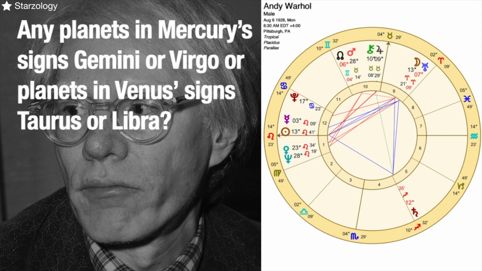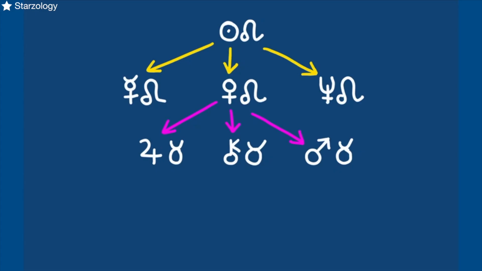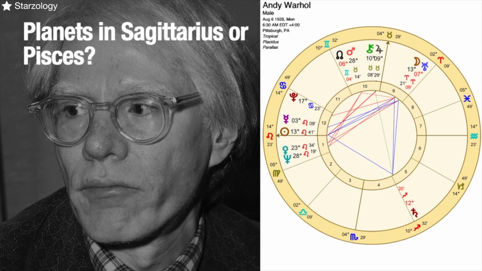Then we say, are there any planets in Mercury's sign, Gemini or Virgo, or planets in Venus's sign, Taurus or Libra? And the answer is yes. We happen to have Jupiter in Taurus, and Chiron in Taurus, and Mars in Taurus. So that is all Venus's sign. So going back to our dispositor tree, we then draw them down. Jupiter in Taurus, Chiron in Taurus, Mars in Taurus, below Venus, because Venus rules Taurus, and you draw the arrows accordingly.